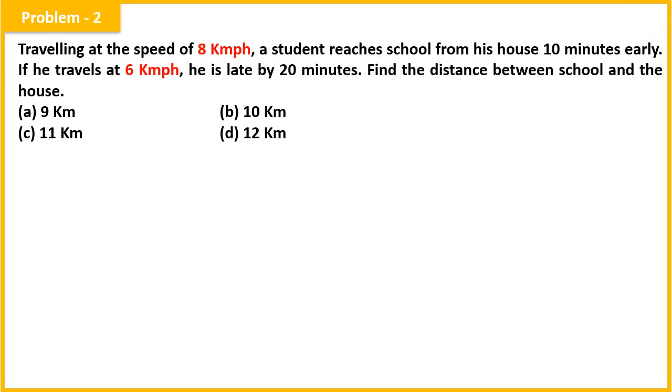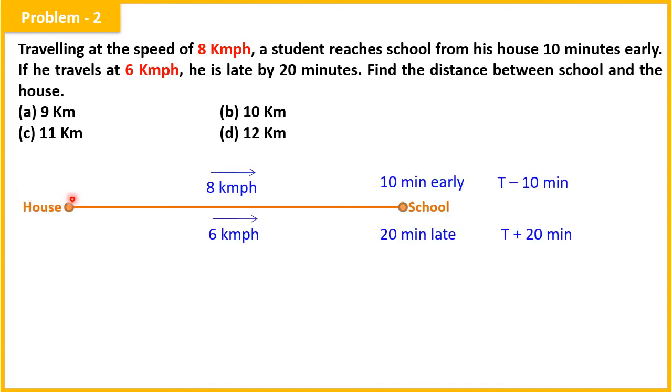Problem number 2. Traveling at the speed of 8 km per hour, a student reaches school from his house 10 minutes early. If he travels at 6 km per hour, he is late by 20 minutes. Find the distance between school and the house. Now these types of questions are very popular in most of the competitive exams. Let us consider the distance between house and school like this. If he is traveling at the speed of 8 km per hour, he is reaching 10 minutes early.